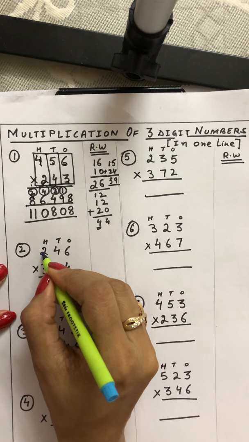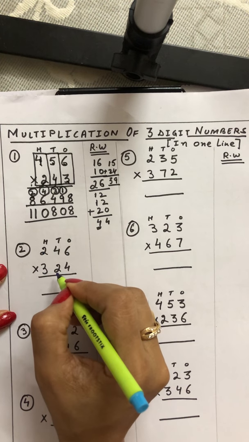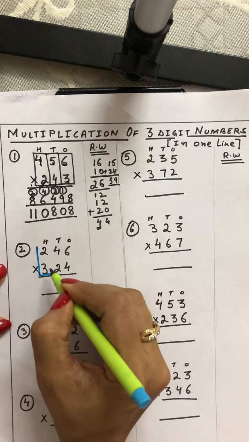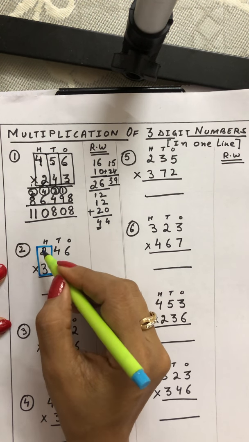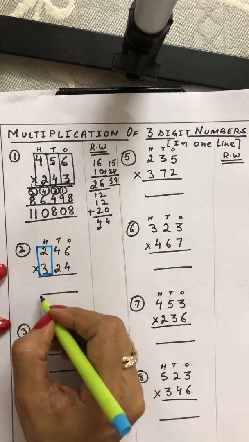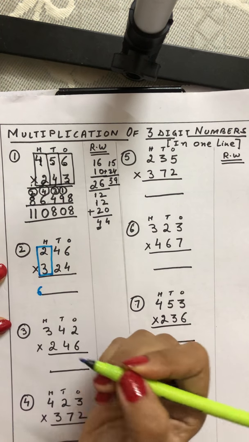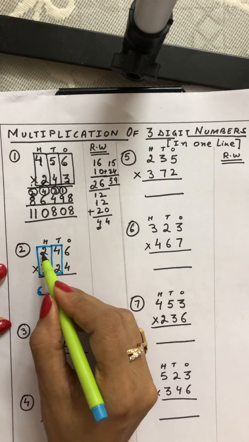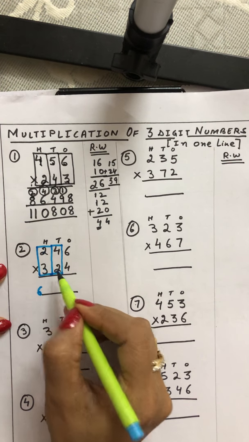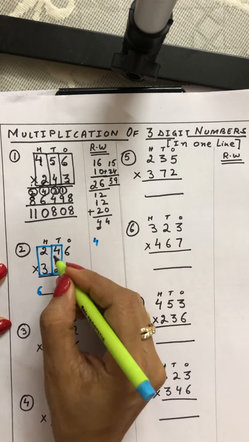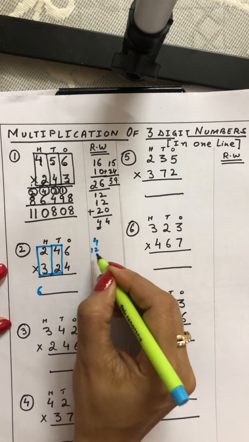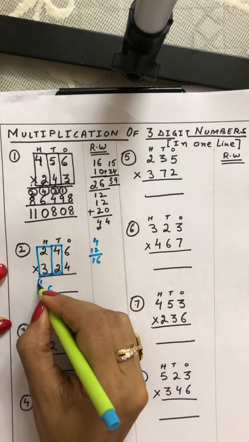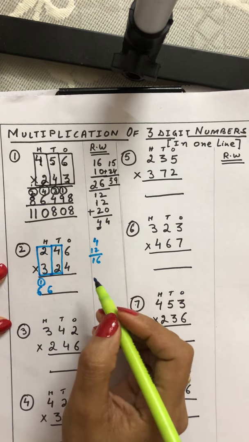The next one is 246 multiplied by 324. First, we will take the hundreds column only and multiply them vertically. 3 into 2 gives me 6. I write the answer here. Now, along with the hundreds column, the next step is to take the tens column also and multiply them in cross. 2 2s are 4, 3 4s are 12. 12 plus 4 gives me 16. In 16, 6 will be written here and 1 will go as a carryover on the previous digit.